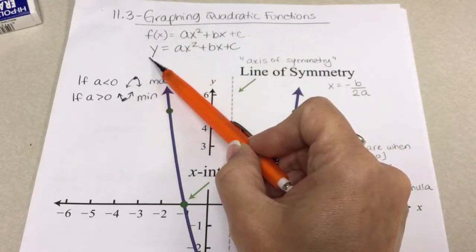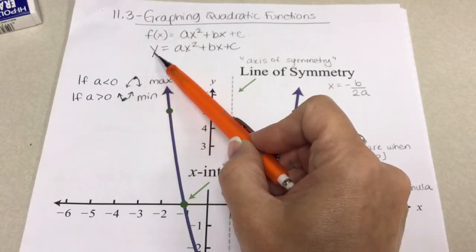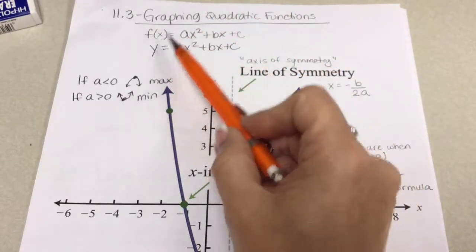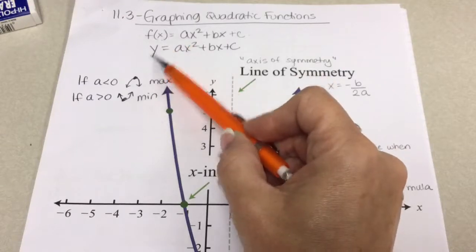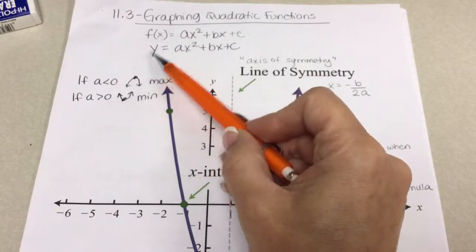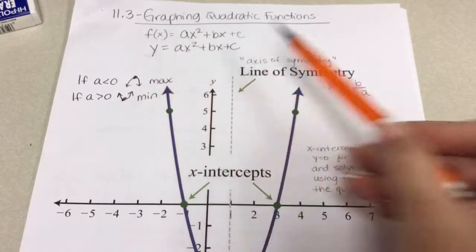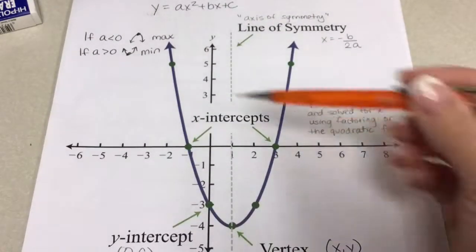We often replace f of x with y, especially when we want to solve for a particular point that we're graphing for the quadratic function. So either one of these is going to be acceptable mathematically. They mean a little bit different things, but that's okay. So generally a quadratic function looks something like this.